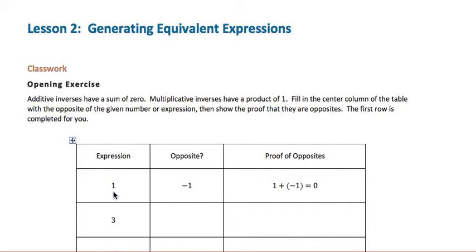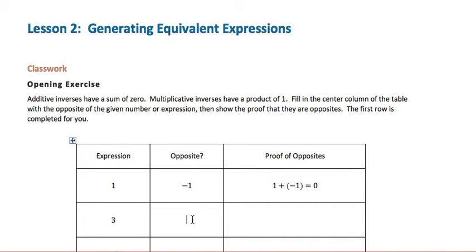So the first one is started. If we have 1, the opposite of 1 is negative 1. And our proof that it's the opposite is we add them together. 1 plus negative 1 equals 0. Additive inverses have a sum of 0.